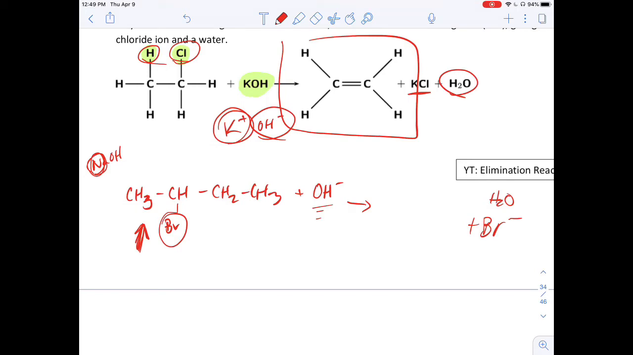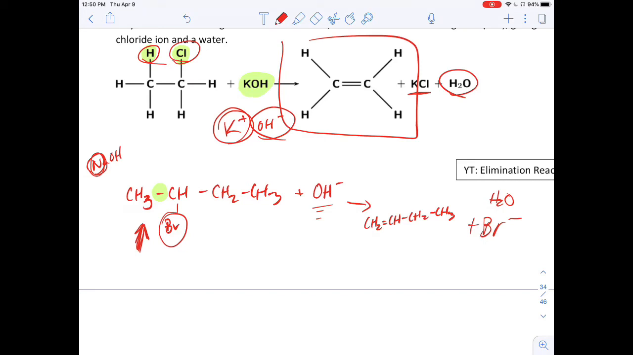And then what we're going to do is we're going to get a double bond occurring in here. So I'll get CH2 double bond CH, CH2, CH3. That would be one of the reactions that's possible. So this is going to make a but-1-ene from a 2-bromobutane.